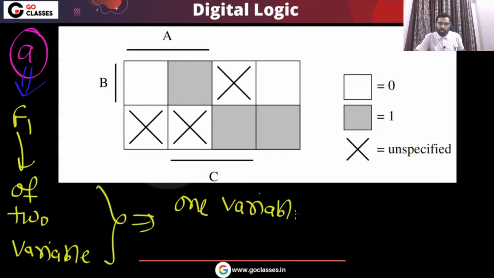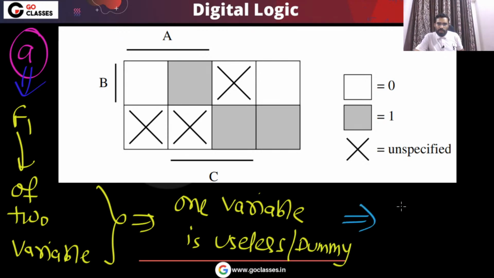And which variable can be useless? Which variable can you make useless? The only possibility is A. The only possible variable is A. This A you can make don't care. Okay, so this is the question.